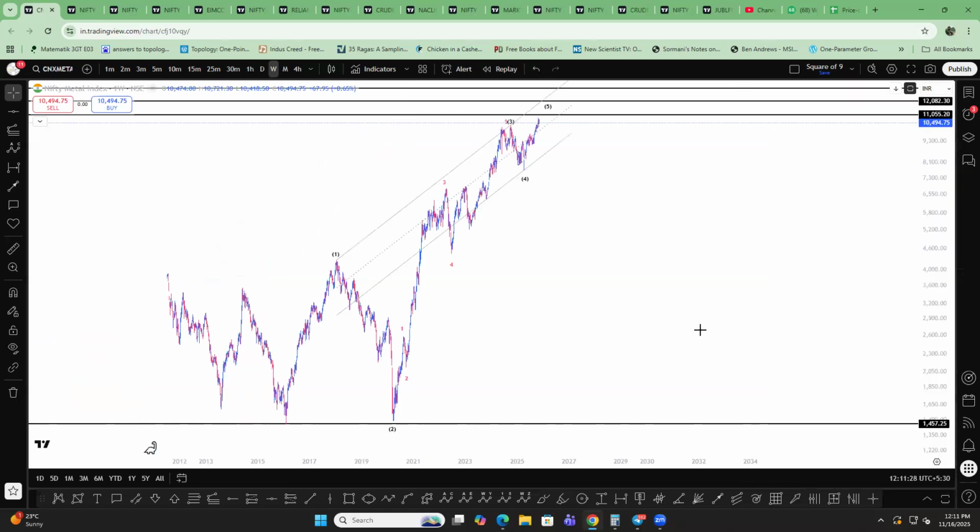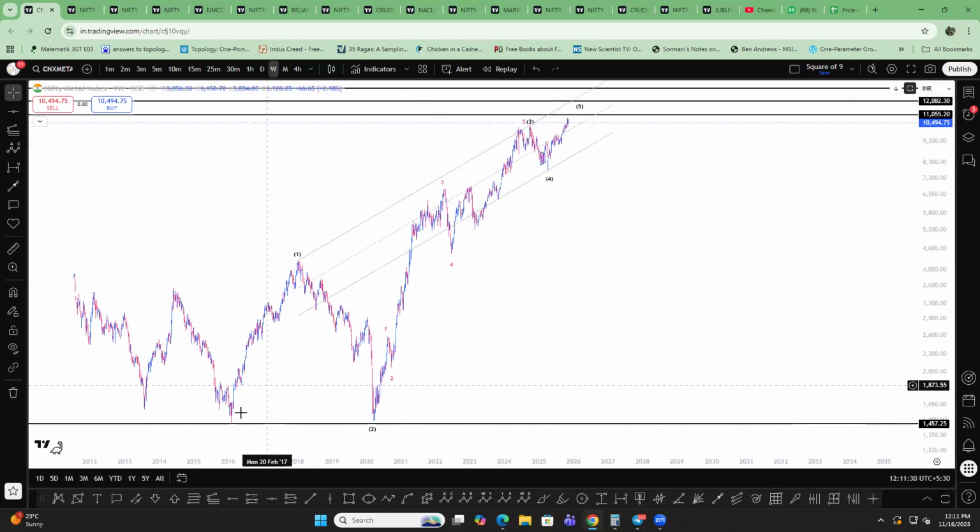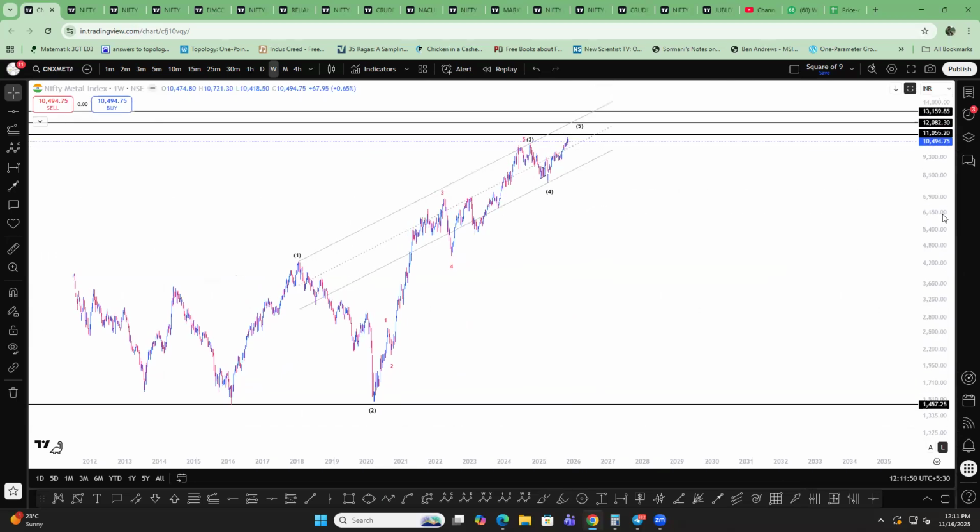See the Nifty metal index. In the metal index, this is wave 1, this is 2, 1, 2, 3, 4, and 5 completes wave 3. This decline is in wave 4 and wave 5 is in progress. So the resistance area for wave 5 is marked here: 11,055, 12,082, and finally 13,159. And this is the strongest resistance, 12,082.